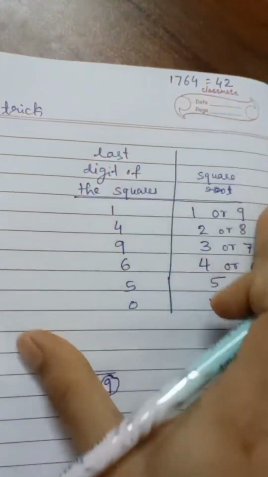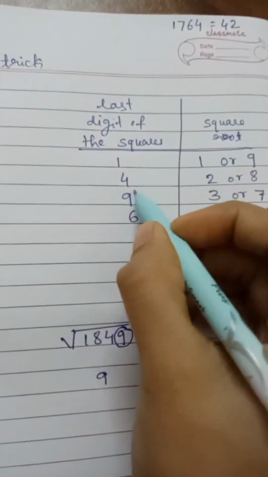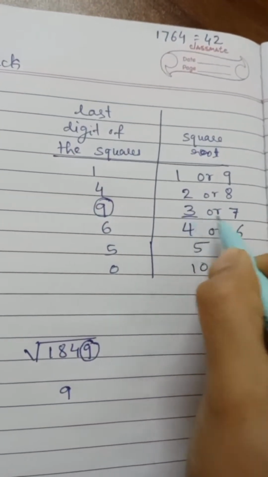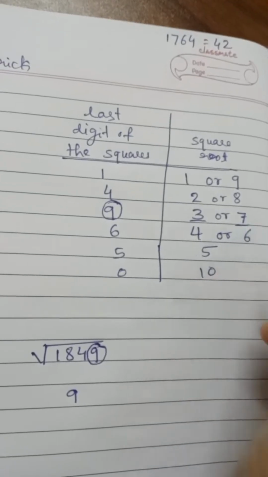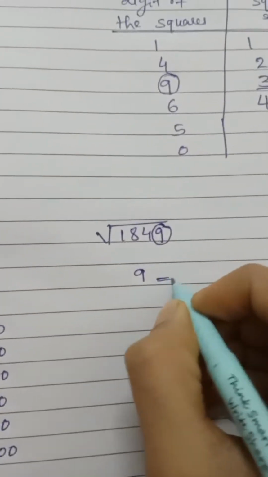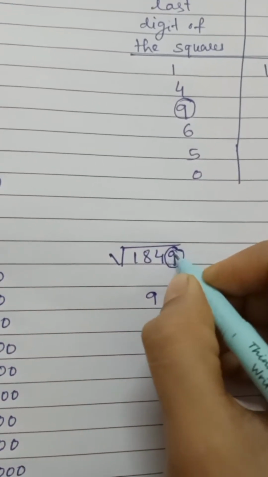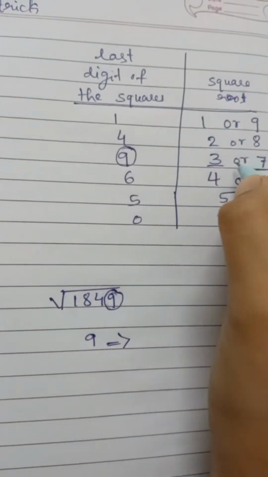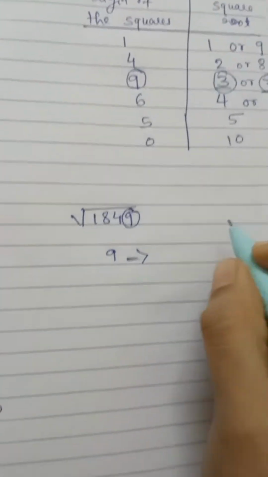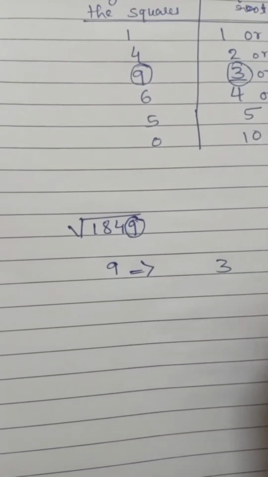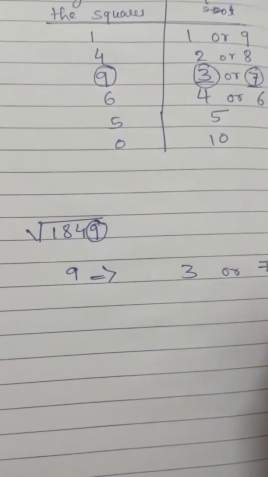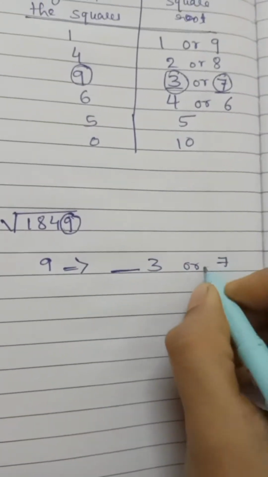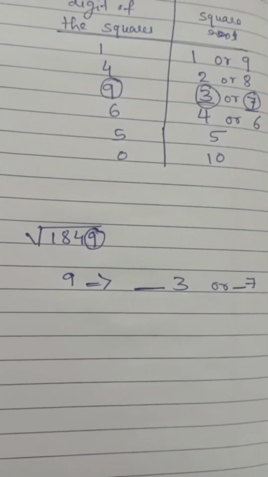Okay, come to this table. Whenever we have 9, our square root must have 3 or 7 as its last digit. So since we have 9 as last digit, square root must be 3 or 7. It should have 3 or 7 as its last digit. We will have something here in front of 3 or 7.